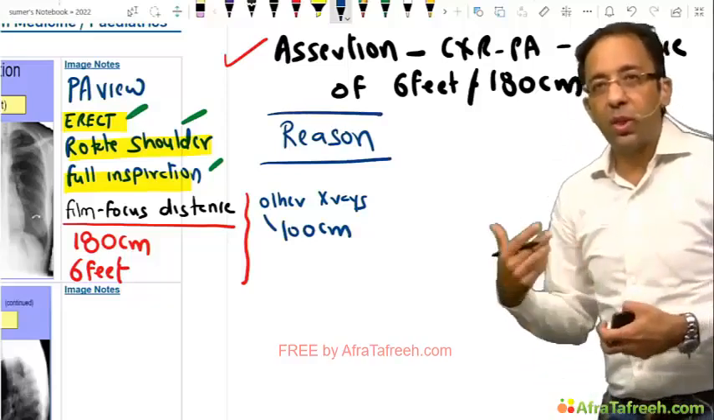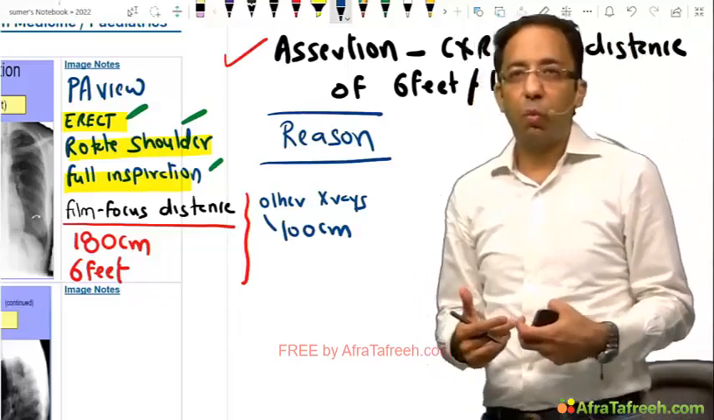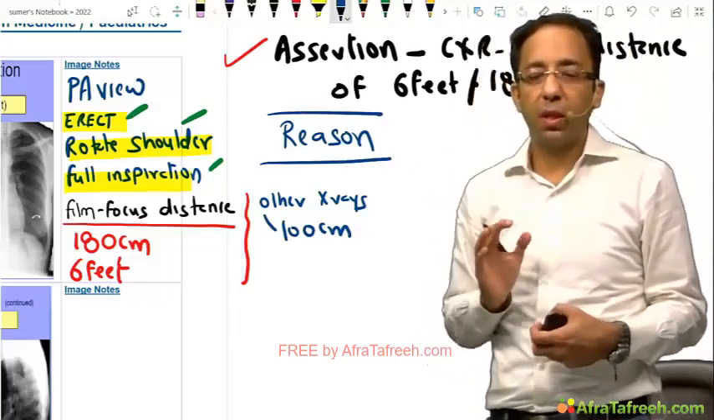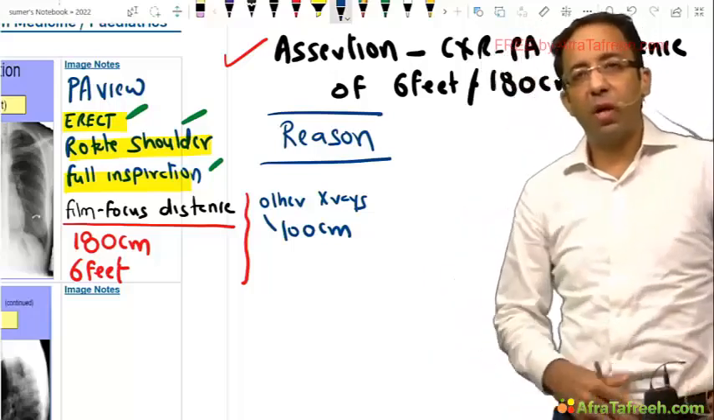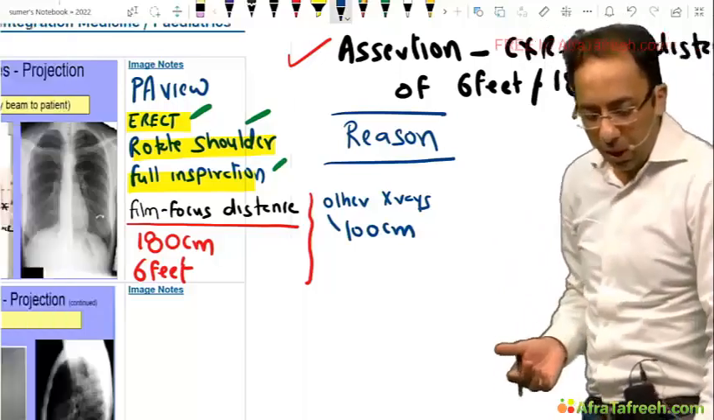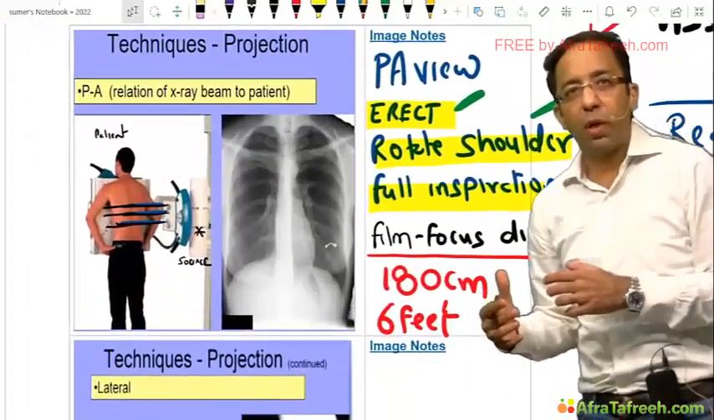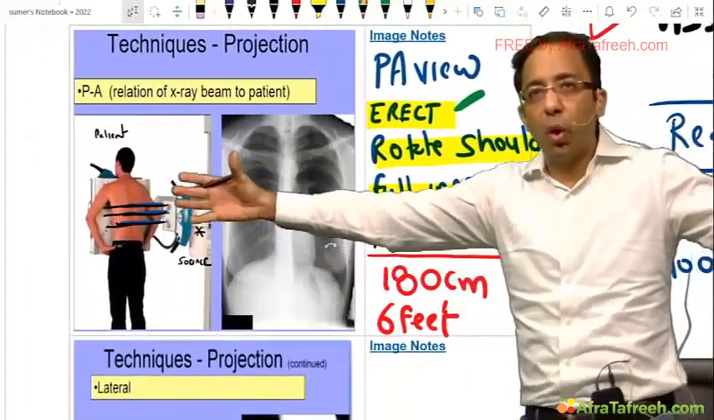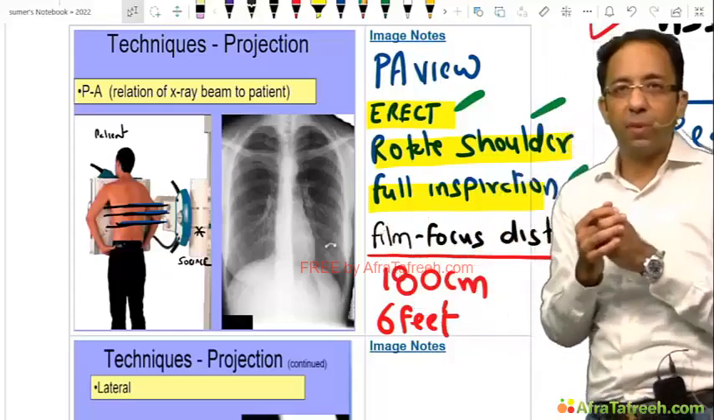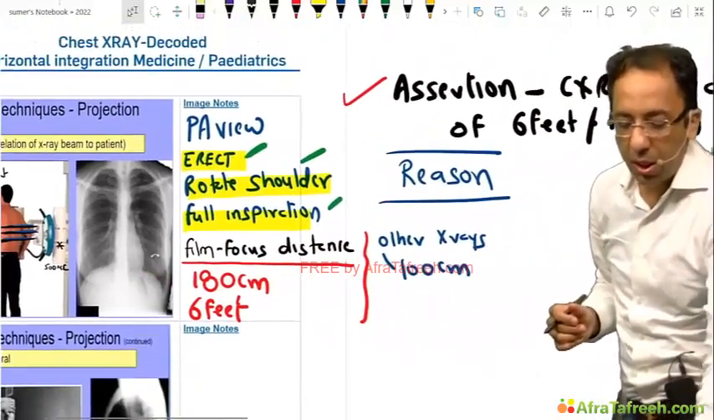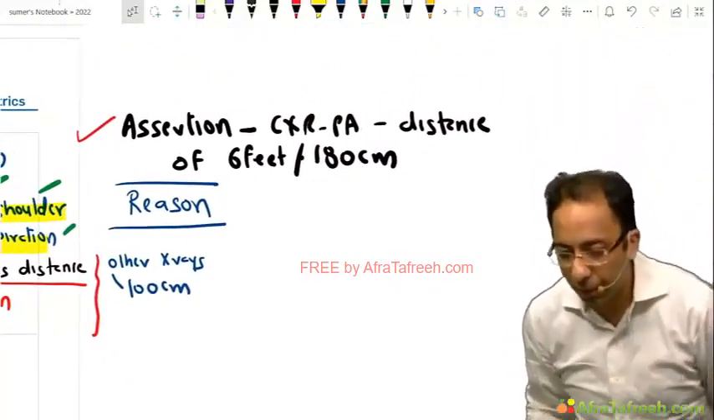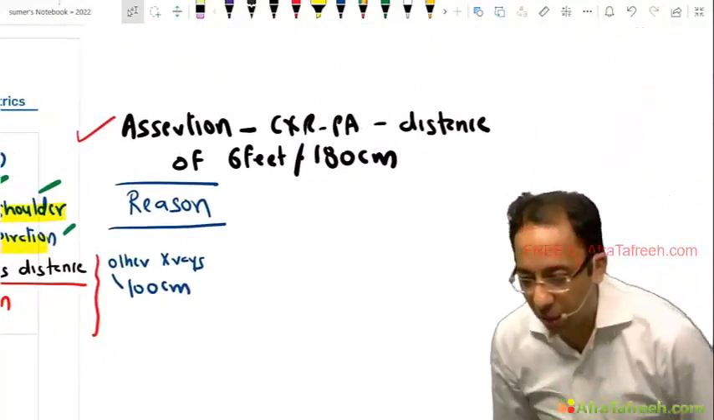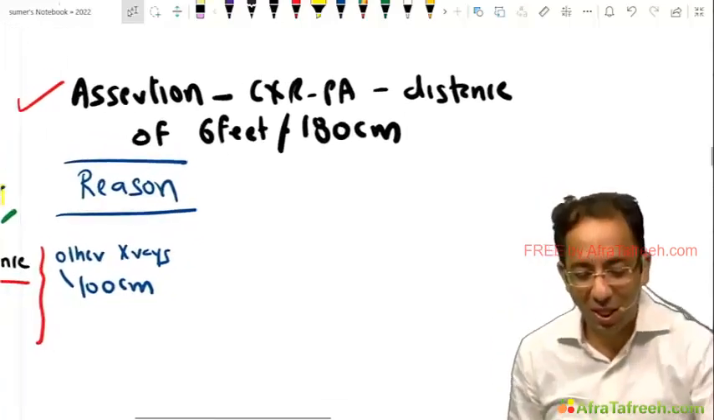This is how the MCQs will be framed. They want to ask you something very basic. All X-rays are done at a distance of 100 centimeter, but you might have seen in your hospital also the chest X-ray room is longer than the other X-ray rooms. Why is chest X-ray done at a distance of 180 centimeter? I can already see some of you are able to answer. Let us see an answer now.